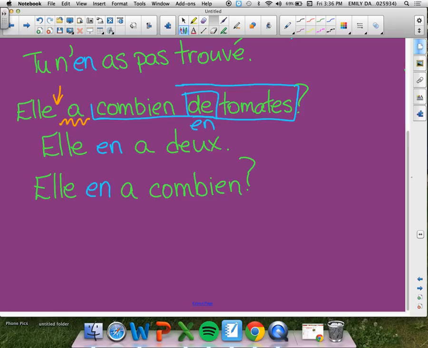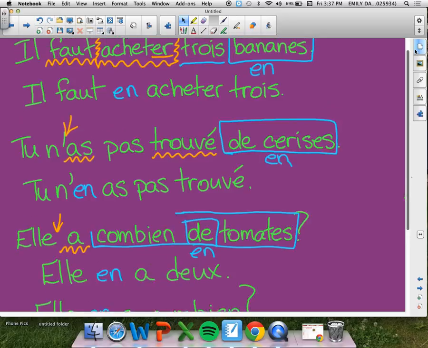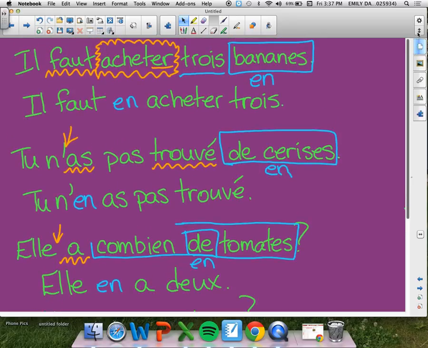All right? So, I hope that's clear. Again, look at your expressions of quantity. If you've got a number, leave the number. If you've got an expression of quantity like combien, you could leave that expression there.